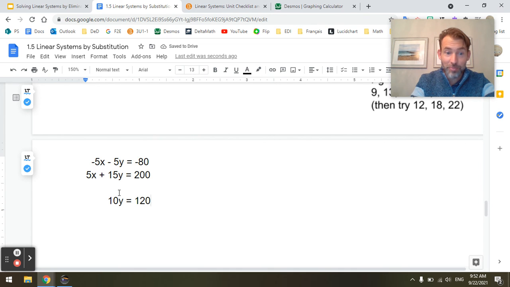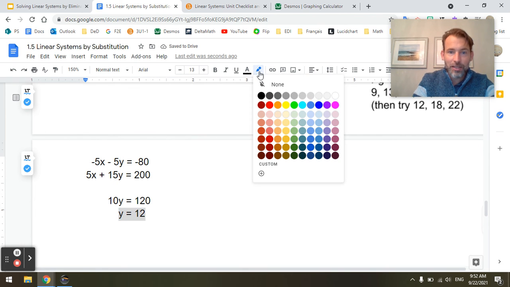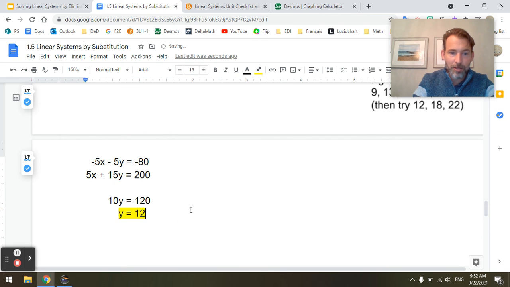Now divide both sides by 10. That will give me y is equal to 12. All right. So I might highlight that and say that's going to be part of my answer. That's pretty important. Now I'm going to go ahead and sub into A.